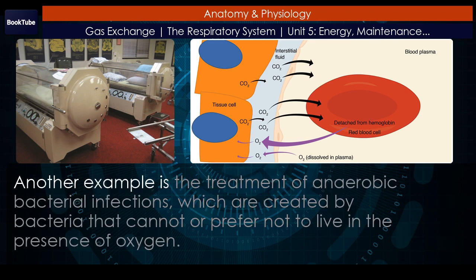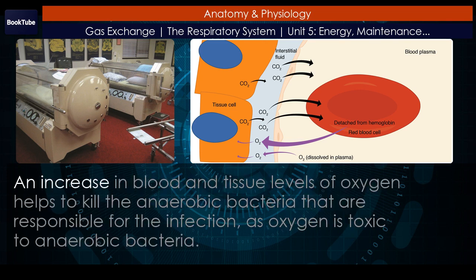Another example is the treatment of anaerobic bacterial infections, which are created by bacteria that cannot or prefer not to live in the presence of oxygen. An increase in blood and tissue levels of oxygen helps to kill the anaerobic bacteria that are responsible for the infection, as oxygen is toxic to anaerobic bacteria.